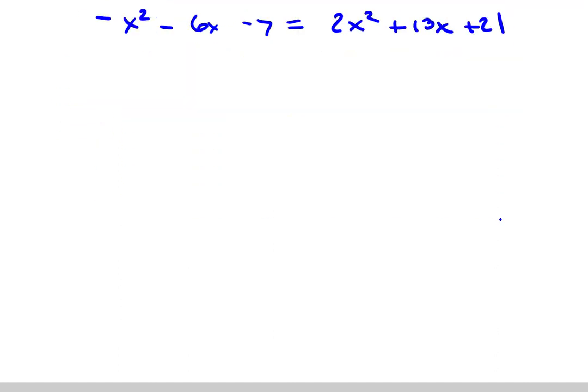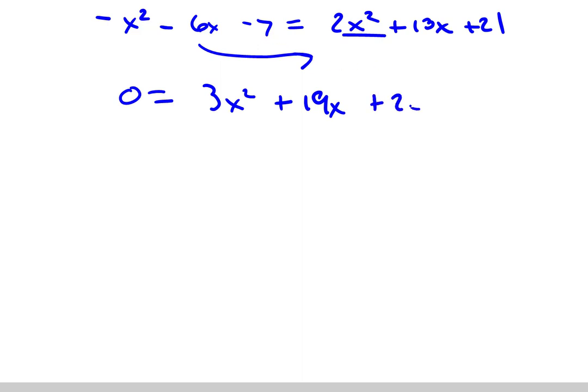And now we'd like all the terms on one side with 0 on the other, anticipating this to be a quadratic equation to solve. And ideally, I'd like the squared term to remain positive with a positive coefficient. That's already true on the right side, so I'm going to bring all the left terms to the right side and end up with a 0 on the left side. And on the right side, when I add x squared to both sides, I'll have 3x squared. When I add 6x to both sides, I'll have plus 19x, and then when I add 7 to both sides, I'll have plus 28.